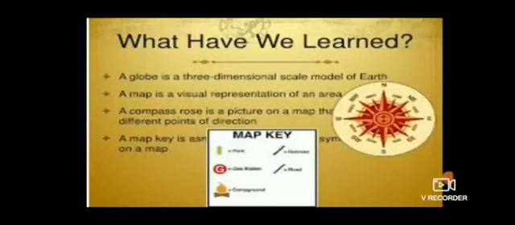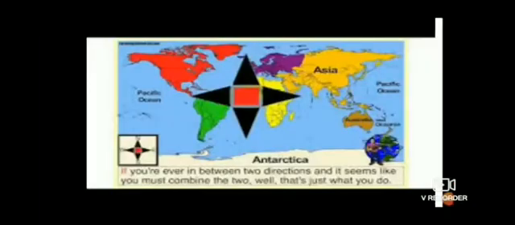Now there is cardinal direction. Now what is cardinal direction? Now our next topic is cardinal directions. Directions are clearly marked on the maps like north, south, east and west. If you see on a map, north is always at the top, south is always at the bottom, east is to the right, west is to the left. These four directions are called the cardinal points.